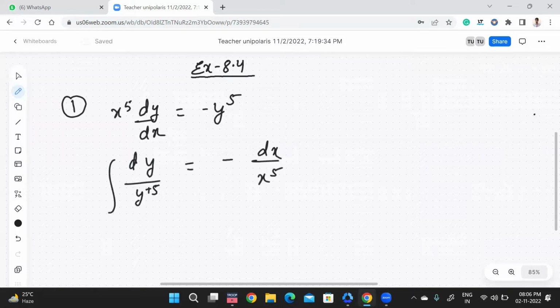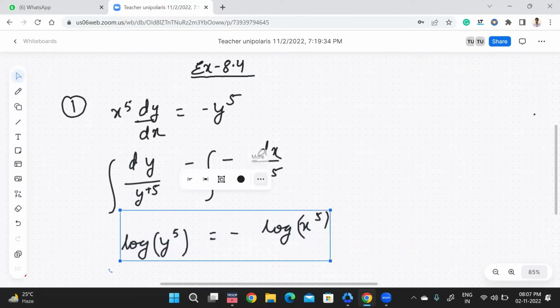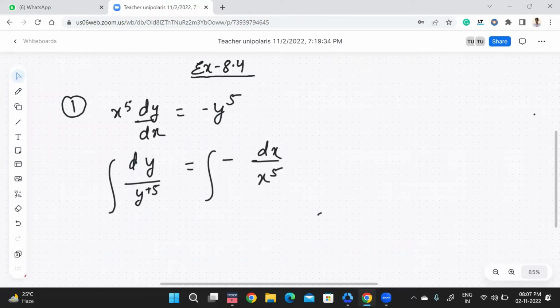So integrating both sides, we get log y raised to the power 5 is minus log x raised to the power 5. Oh, wait. Sir, I thought you couldn't take log for that. I thought you should inverse it and then do the integration. You're right. Yes, yes.